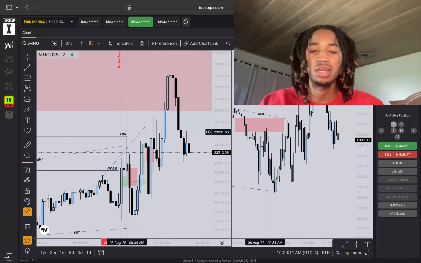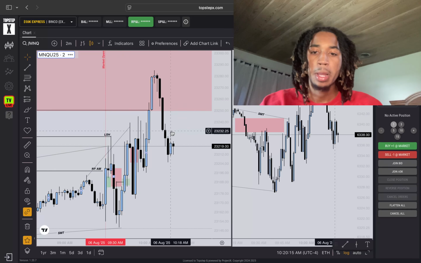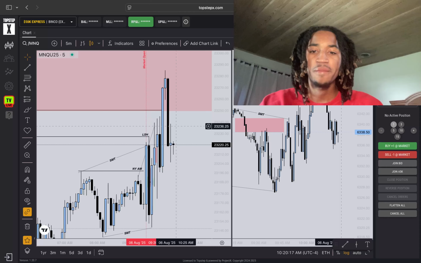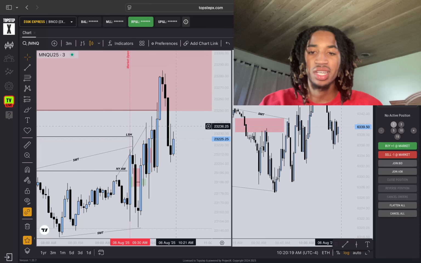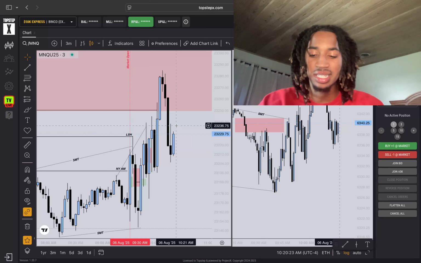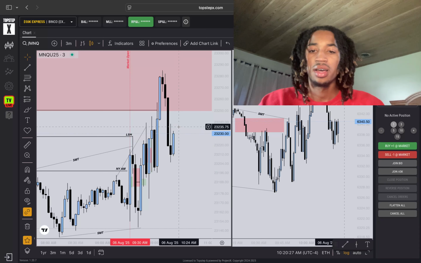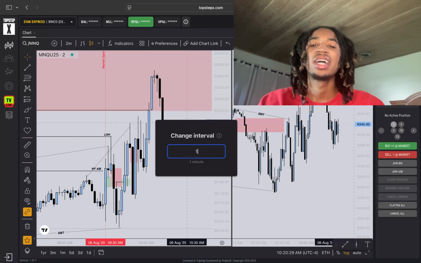Right now, we just tapped into this hourly gap. We just created a fair value gap here. We just created this fair value gap. I don't even hate this trade, honestly, especially if you were to trade back into this gap after tapping into the 4-hour. But I don't think I need to be trading anymore.